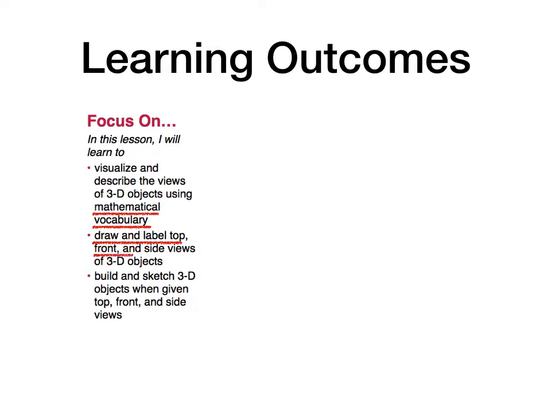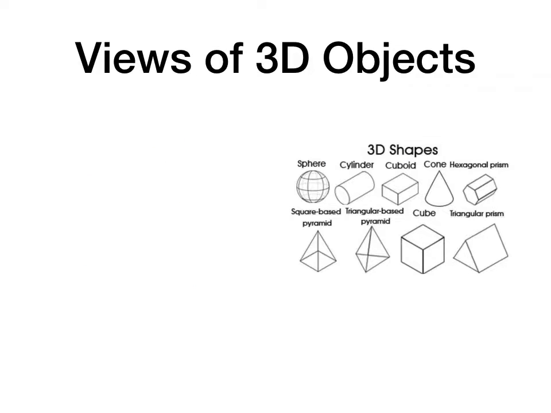Then you also need to be able to draw and label the top, front, and side views of 3D objects. And then you need to be able to build and sketch 3D objects when you're just given the top, front, and side views. So these are mathematical skills, even though there isn't number crunching involved. Being able to model objects accurately is a mathematical skill that is required in this section of the curriculum. So let's get looking at the vocabulary associated with the views of 3D objects.